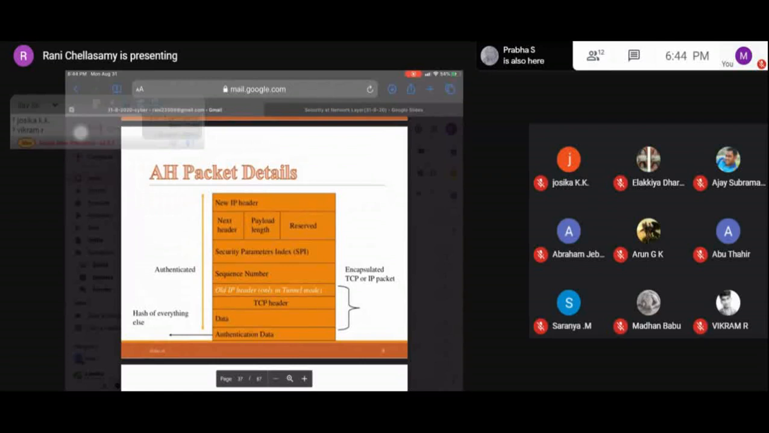So actually we'll be seeing two operating modes: transport mode and tunnel mode. In this AH packet details, only the old IP header will be used in tunnel mode. We will be seeing what the modes are. And you will be having the TCP header, data, and authenticated data. So all these are called authenticated headers.